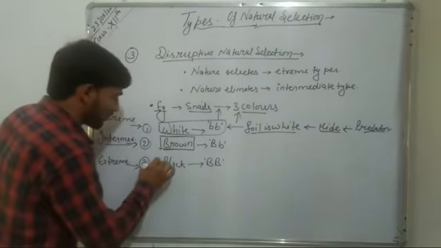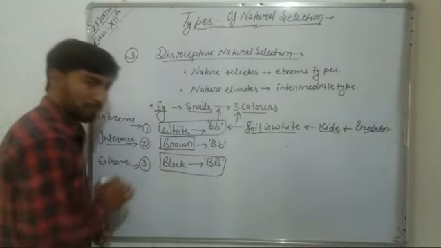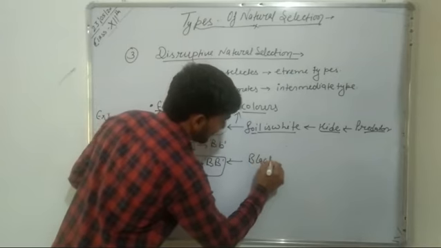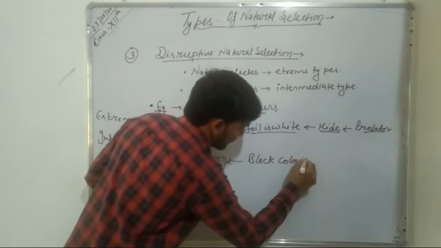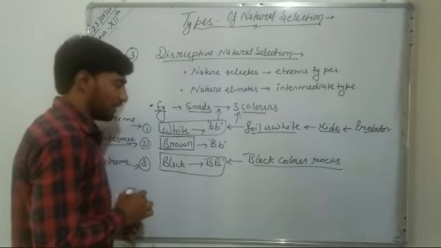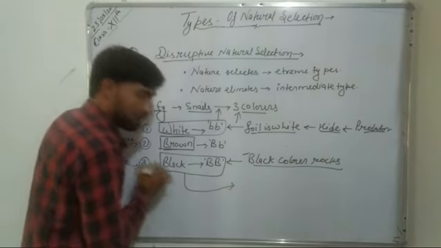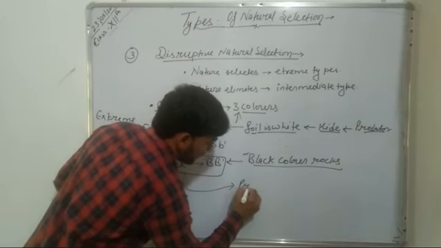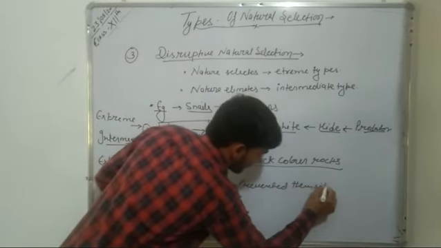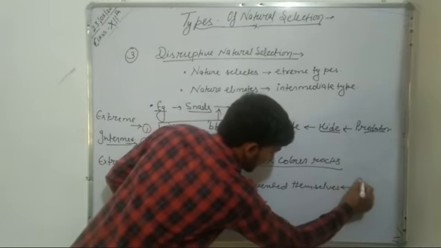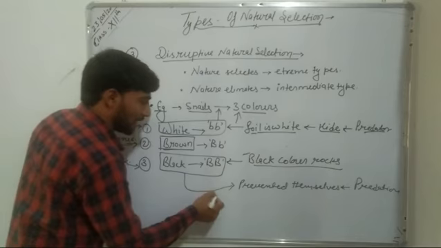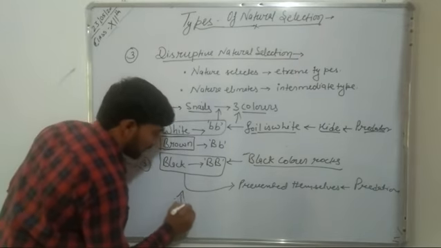At the same time, some rocks were also found near oceans, and these rocks are black in color. Due to the presence of these black colored rocks, these black colored snails prevented themselves from predation, and it resulted in an increased number.